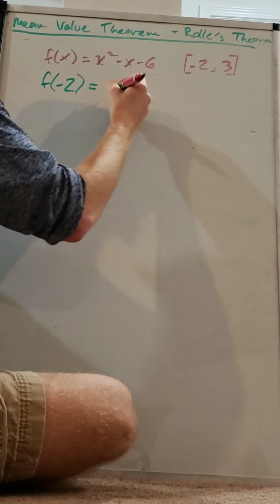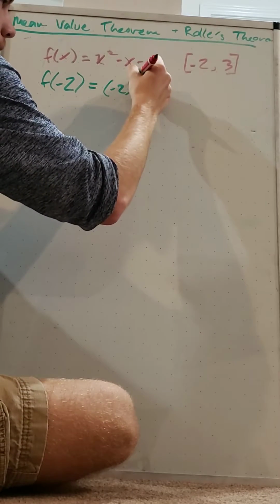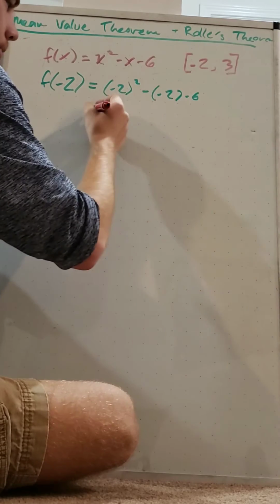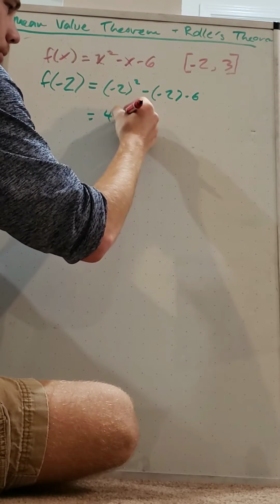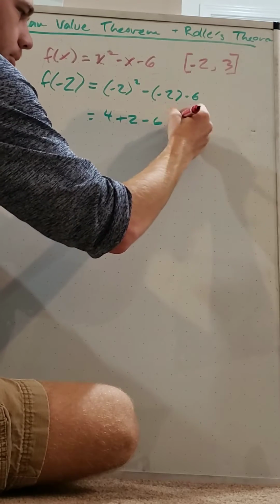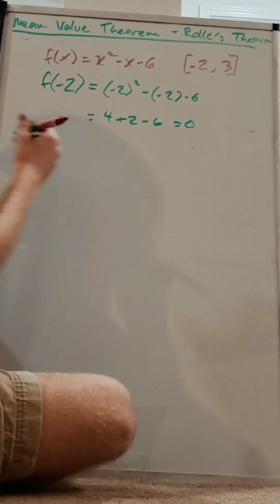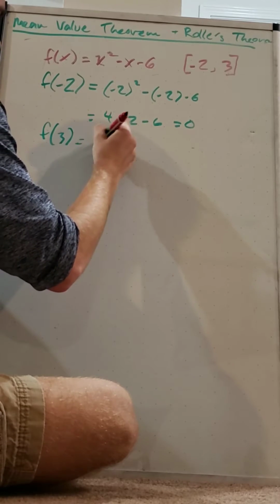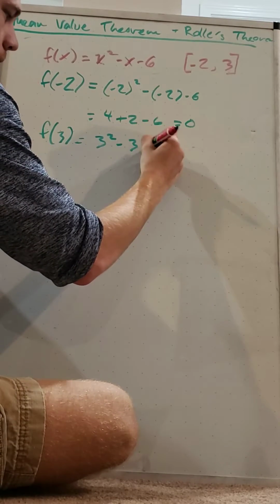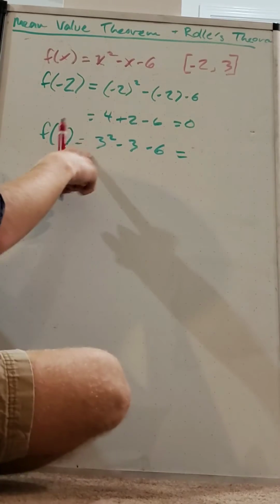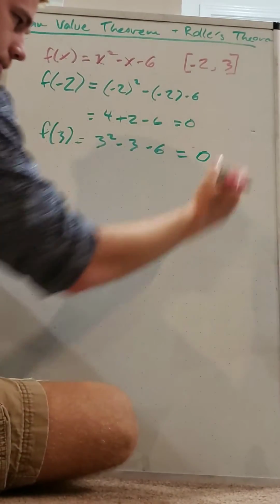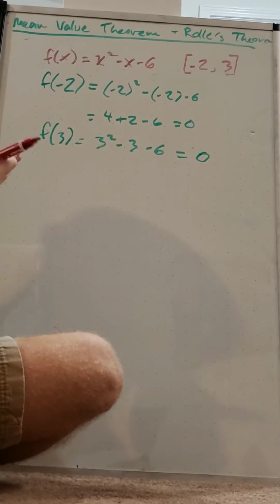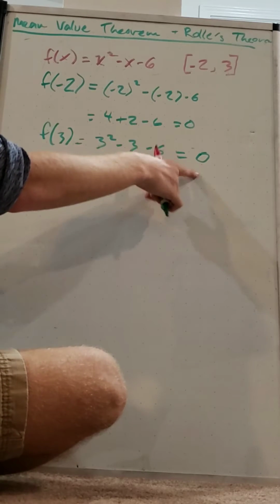So f of negative 2, we get negative 2 squared minus negative 2 minus 6. That gives us 4 plus 2 minus 6 equals 0. All right, and if we plug in 3, we get 3 squared minus 3 minus 6. That'll be 9 minus 3 minus 6, which is also 0. So this shows that Rolle's theorem applies because these two values are the same.